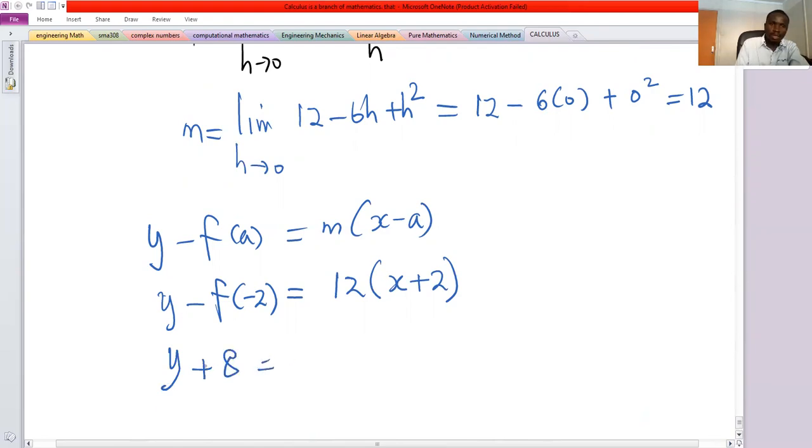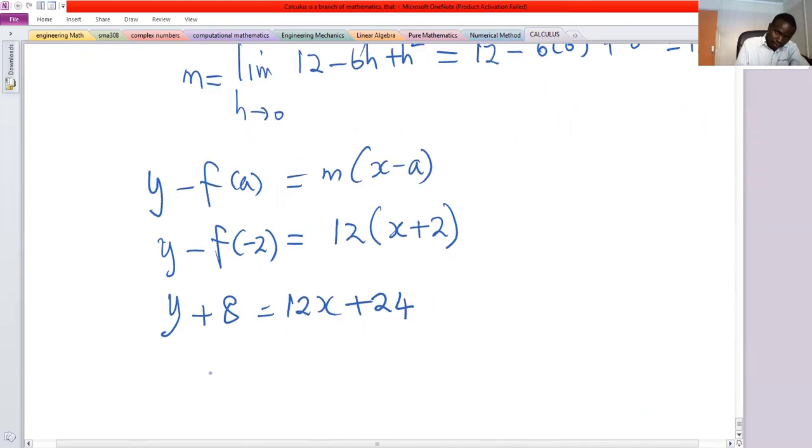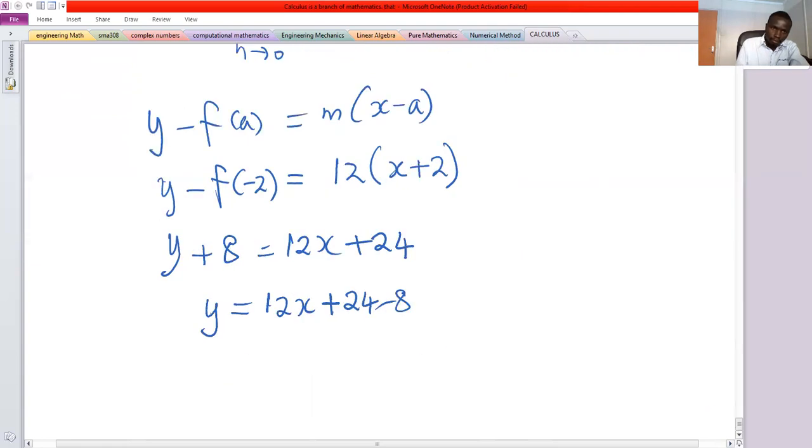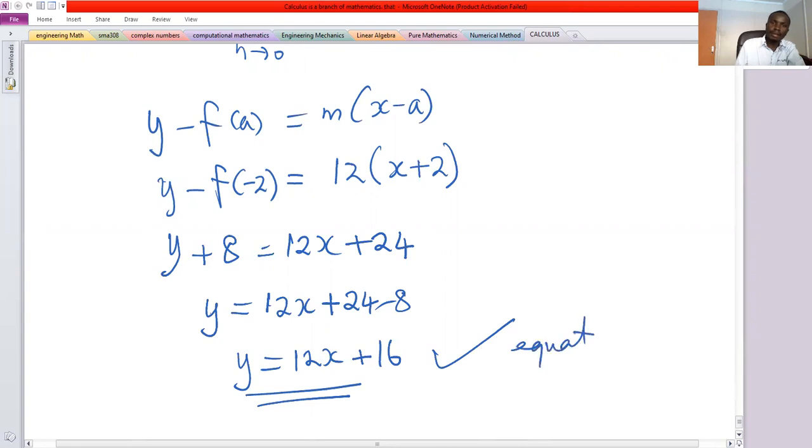What's minus is what to make this be plus. 12x plus 24, which will be y equals 12x plus 24 minus 8. And this will be y equals 12x plus 16. So that is the solution for the tangent, the equation of the tangent line.